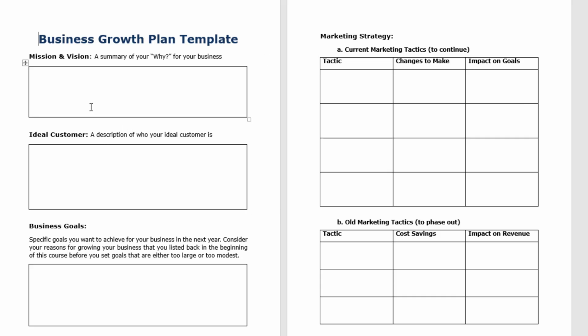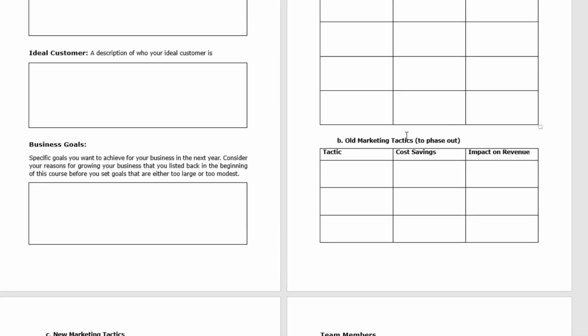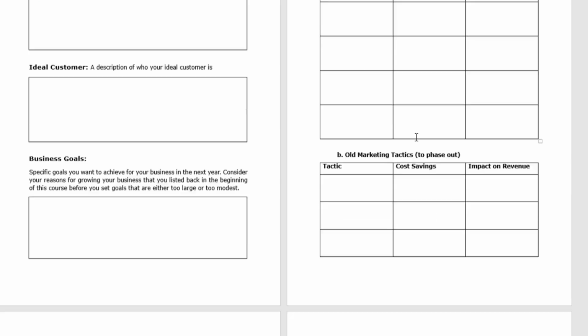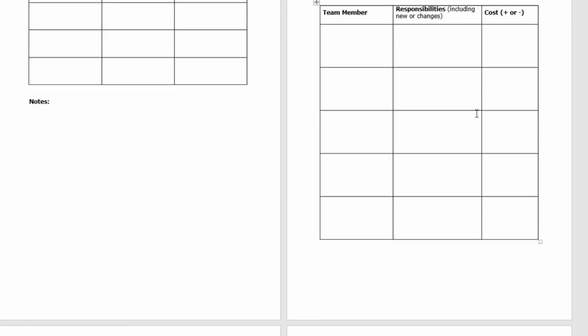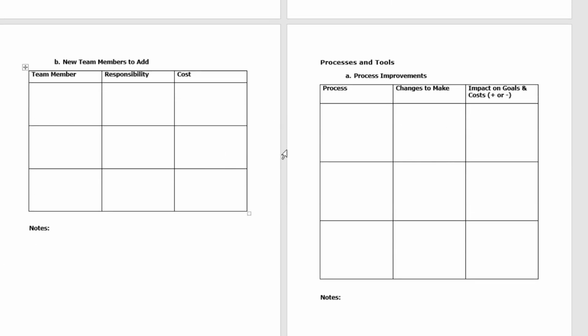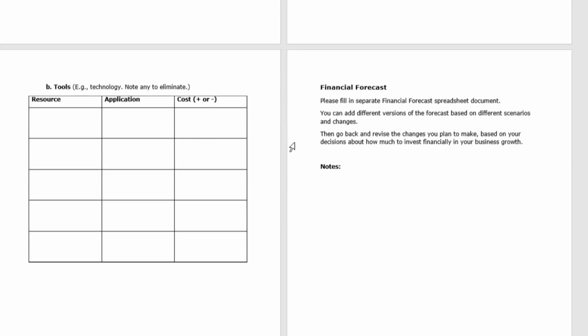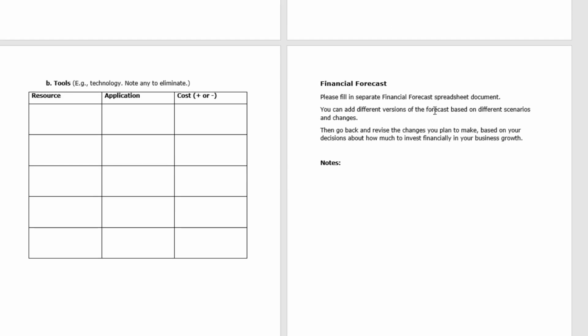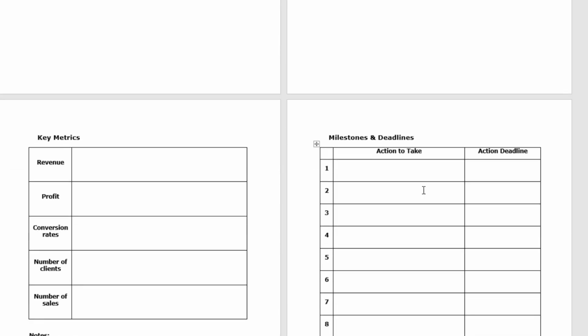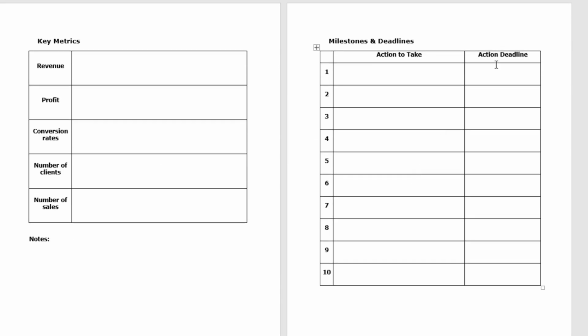And this is the template we've put into a separate document so that they can always refer to this as they're moving forward. So it has a place for their mission, their ideal customer, their goals, and then their plans around marketing, things like what's working that they're going to continue, old ones to get rid of, new marketing tactics they're going to add, things to do with their team, changes to make in their processes, their tools. And then I'll show you in a second that we also have created a financial forecast spreadsheet they can use. And then there's places for key metrics and deadlines.